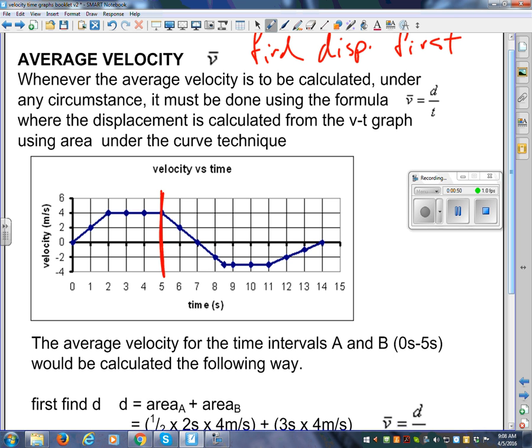Let's cut it off at 5 seconds. What's the velocity at the start of the interval? 0. What's the velocity at the end of the interval? 4. Brandon, are you watching? So what's the average between 0 and 4? 2. But that is not how you do it.